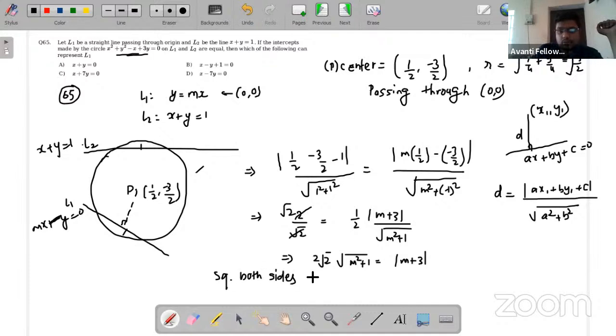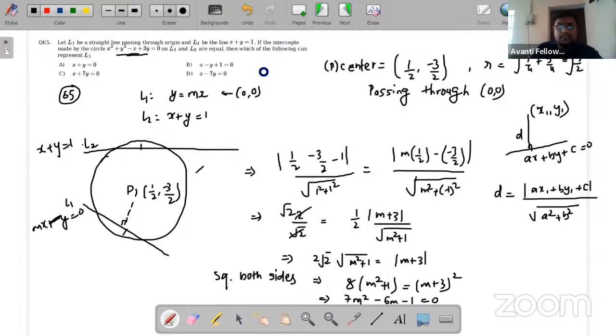If we square on both sides, we'll be getting 2 root 2 square, which is 8, into m square plus 1 is equal to m plus 3 whole square. Now here it is 8m square, here it is m square. So I'll be taking all the variables on one side: 7m square, then plus 6m will be there. I am taking it on the left hand side, so minus 6m. Then plus 8, and here it is plus 9. So 8 minus 9 will be minus 1. So this is the final quadratic I am getting.